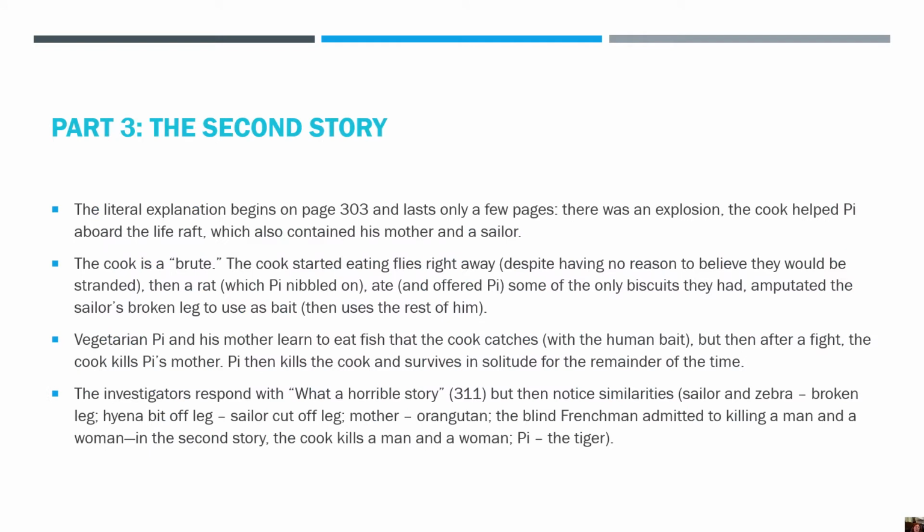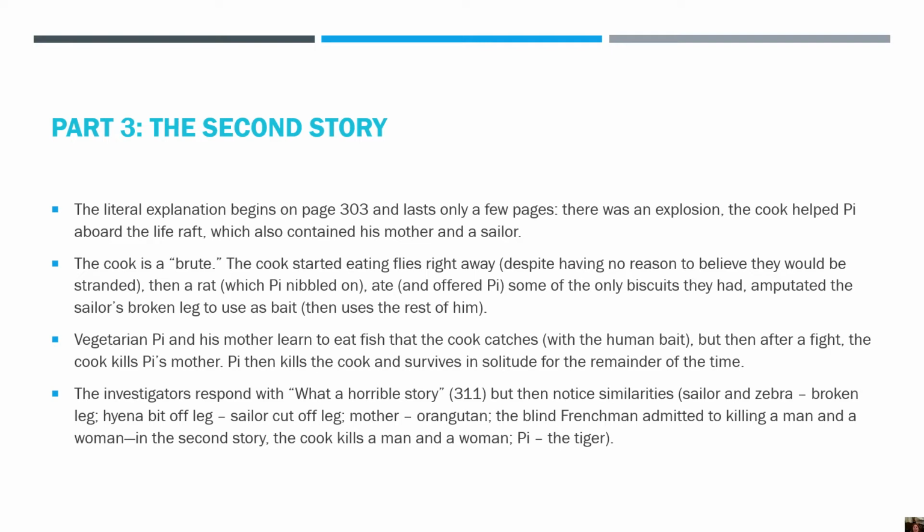So the second story, and you can reread it if you're not sure and aren't following the connections, starts on page 303. It's only a few pages long. So there was an explosion, and then there were four basic characters: the cook, Pi and his mother, and the sailor. In this second story, the cook helps Pi to come aboard the life raft, where there's also his mother and the sailor. And the cook is just this really bad guy from the start, for the most part.